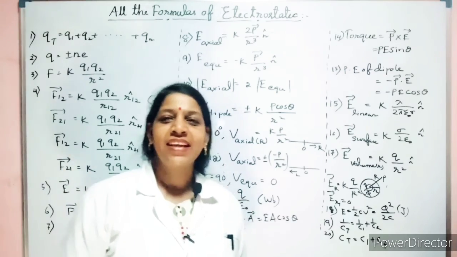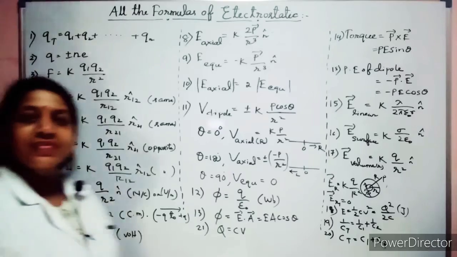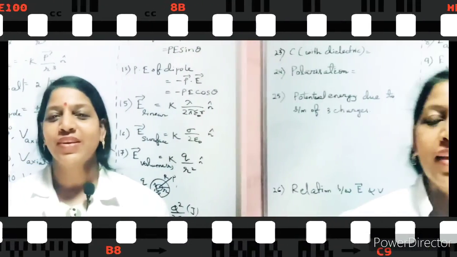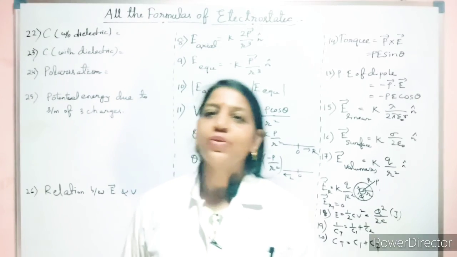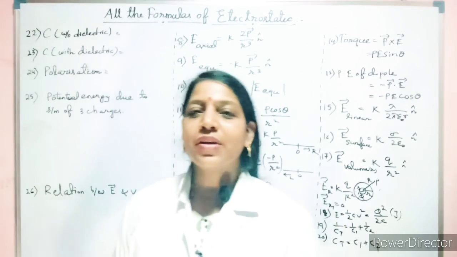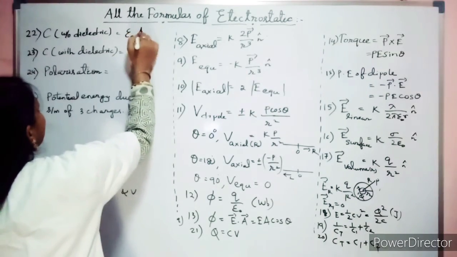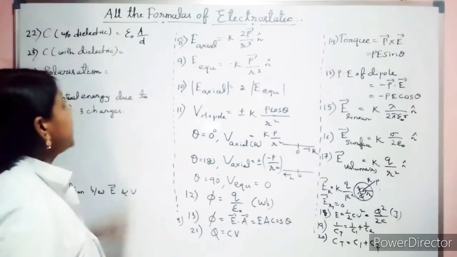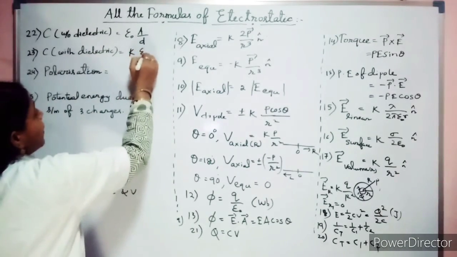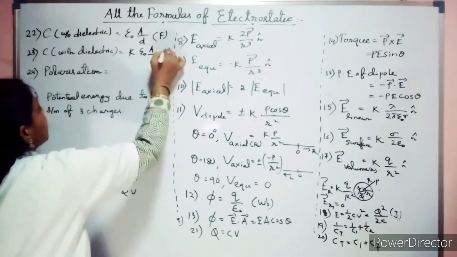Okay students, you can take the snapshot. I hope these formulas will be very helpful for you. Let us see a few more formulas related to electrostatics. That is the capacitance without dielectric, which is nothing but ε₀A by d. Okay. Then when you introduce the dielectric, how much is it? It is Kε₀A by d, this much of farad.